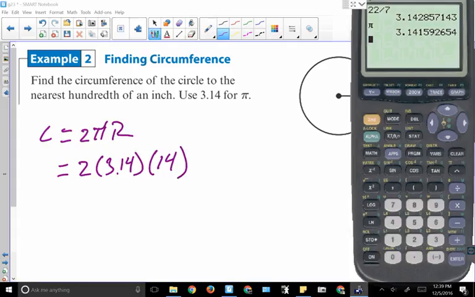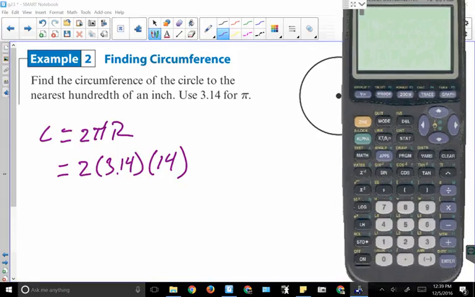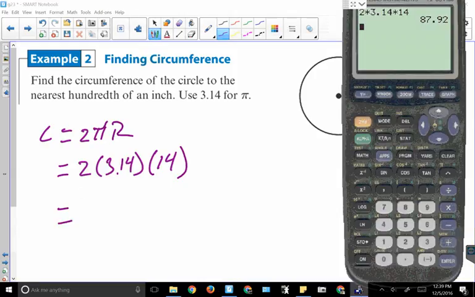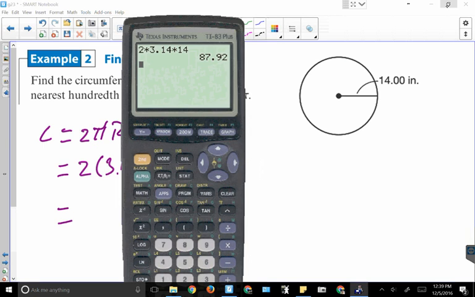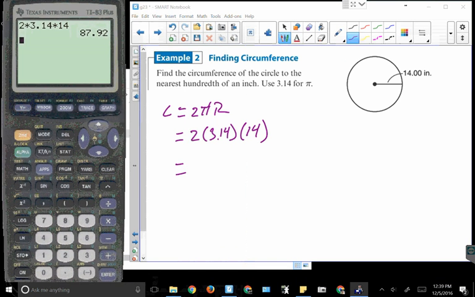So, get the calculator back again. Move this out. I got 2 times 3.14 multiplied by 14. And we're supposed to round that, and since it's already in 2 decimal places, we're good to go. So we have this here as, what was it again? 87.92, right? So I end up with 87.92.